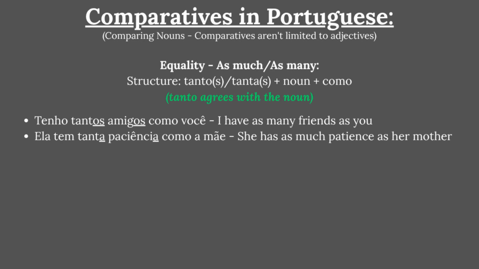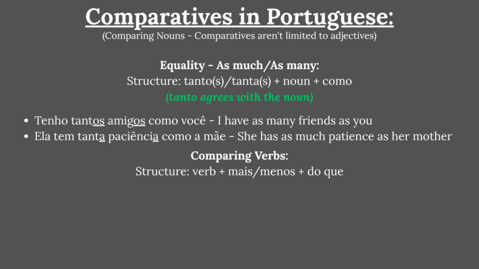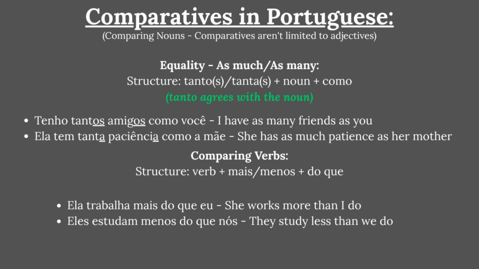At the same time, we can also compare verbs, but here the pattern slightly changes, following a verb plus mais, menos, plus do que. Some examples are: Ela trabalha mais do que eu. Eles estudam menos do que nós.